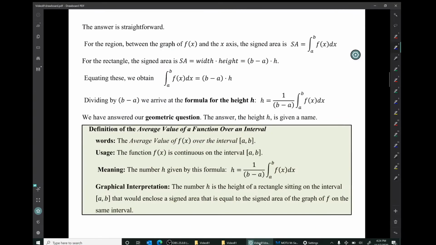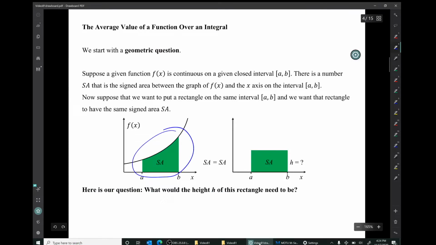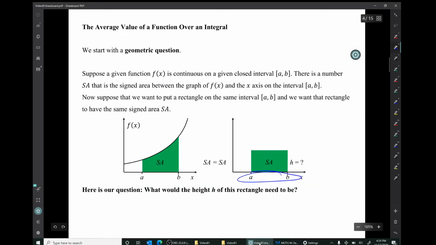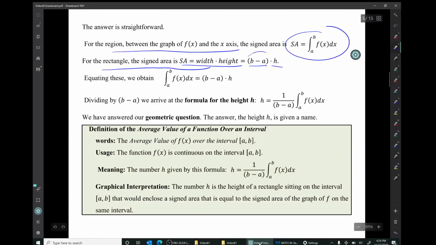Well, the answer to that question is straightforward. For the region between the graph of f and the x-axis, the signed area is, of course, given by this definite integral. So that area, the area of that region, is given by that definite integral. For the rectangle, the signed area is just width times height. The width is the width of the interval, that b minus a, and the height is this unknown letter h. So the area is just the product, b minus a times h.